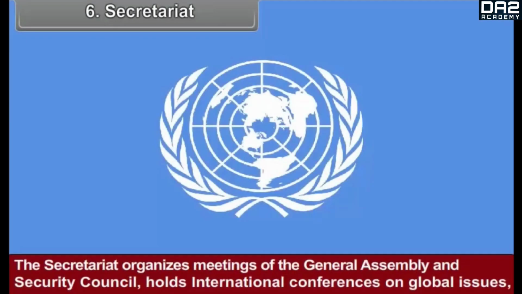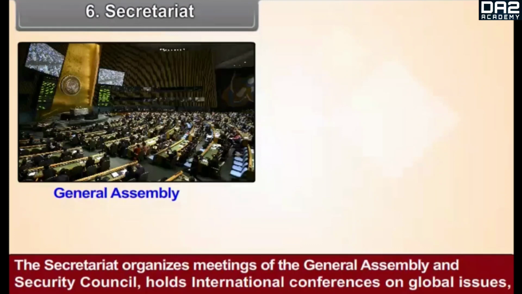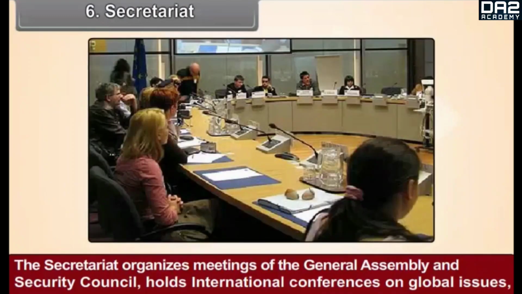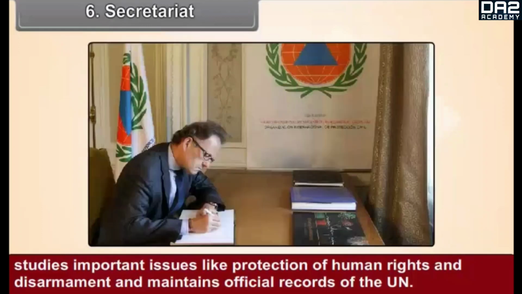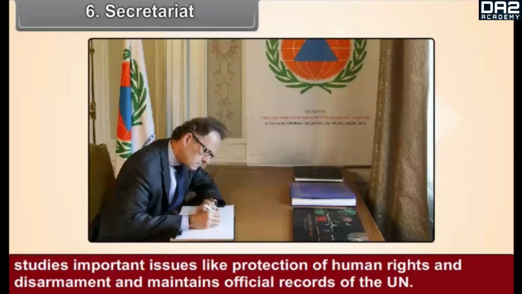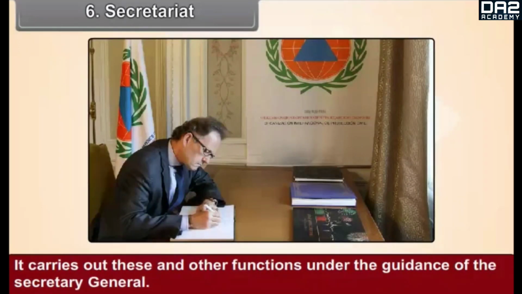Functions. The Secretariat organizes meetings of the General Assembly and Security Council, holds international conferences on global issues, studies important issues like protection of human rights and disarmament, and maintains official records of the UN. It carries out these and other functions under the guidance of the Secretary General.